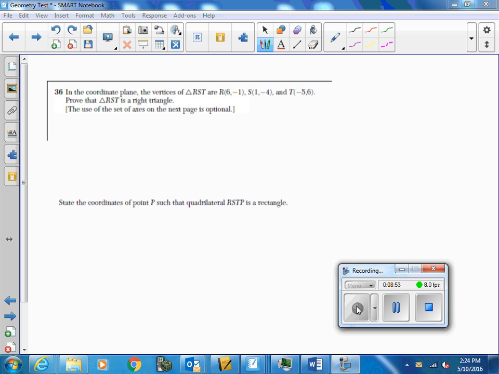Okay, the next part, we're being asked to state the coordinates of point P such that quadrilateral RSTP is a rectangle. So you already have a right triangle down. I'm going to go back and actually do that right triangle again. And we need to find a point P that if you added it to your triangle or put it on the grid, we could actually have a rectangle. So I'm going to go back and graph those points again. I forgot I was going to need those. I shouldn't have erased them. But I'm going to go back and graph those.